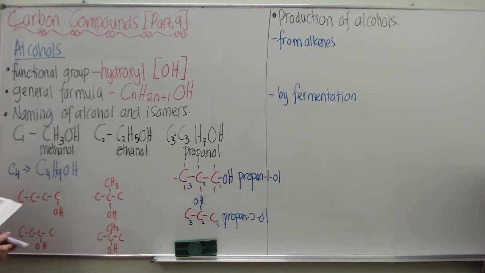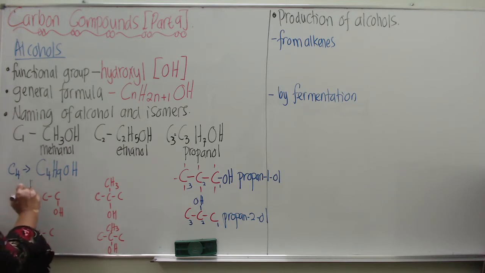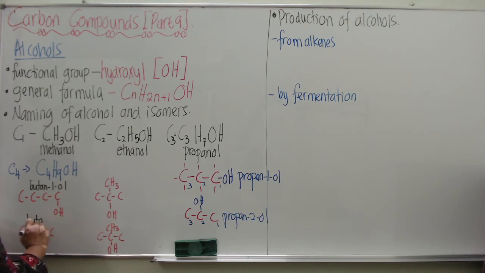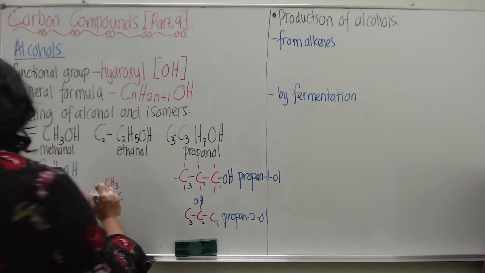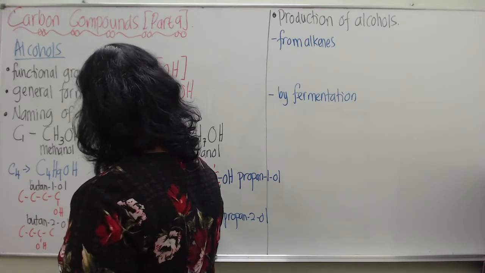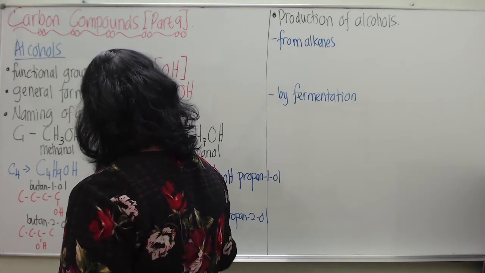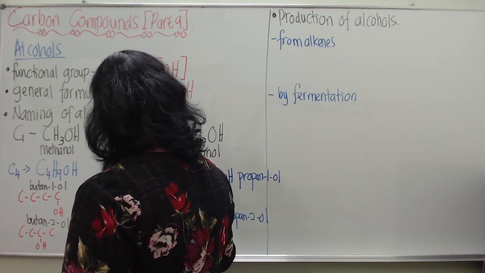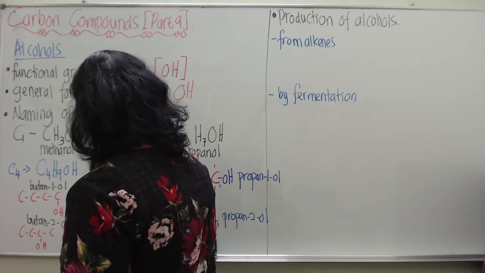Okay, so these are the 4 isomers for butanol. The names will be butan-1-ol, butan-2-ol, and 2-methyl butan-2-ol. Sorry, that means it's the same.